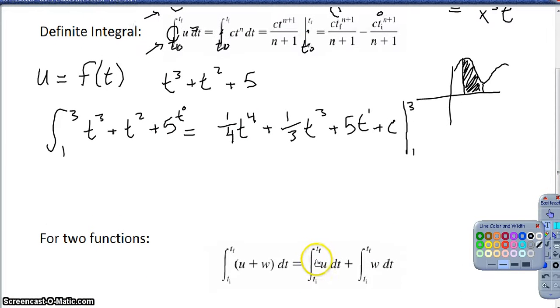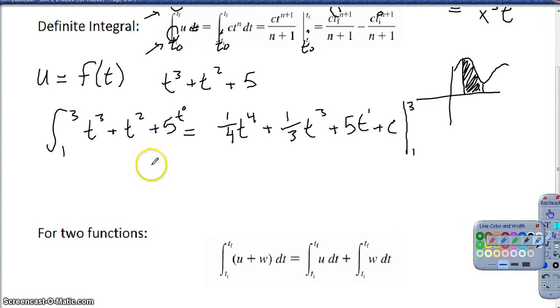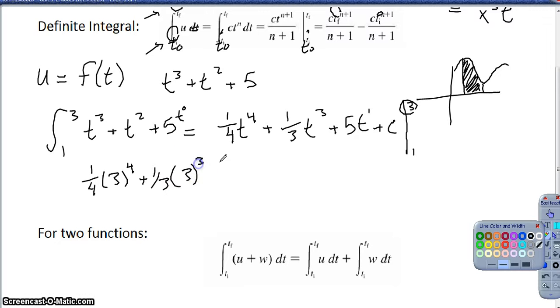Okay, so let's finish out with this. I'm not going to leave you completely alone on that, so I'll help you work the rest of the way through it. In this particular function, I would start with 1/4, and instead of t, I would plug in 3 to the 4th, because I'm plugging in the upper bound. Plus 1/3, again plugging in the upper bound, so 3 to the 3rd, plus 5 times, instead of t again, 3, and then plus c.